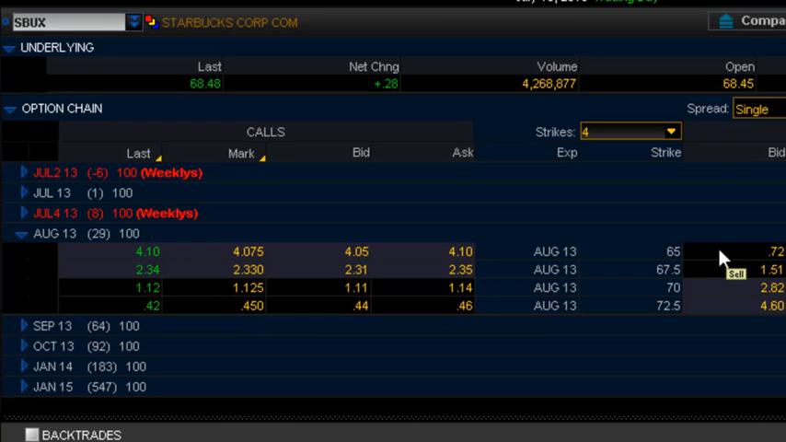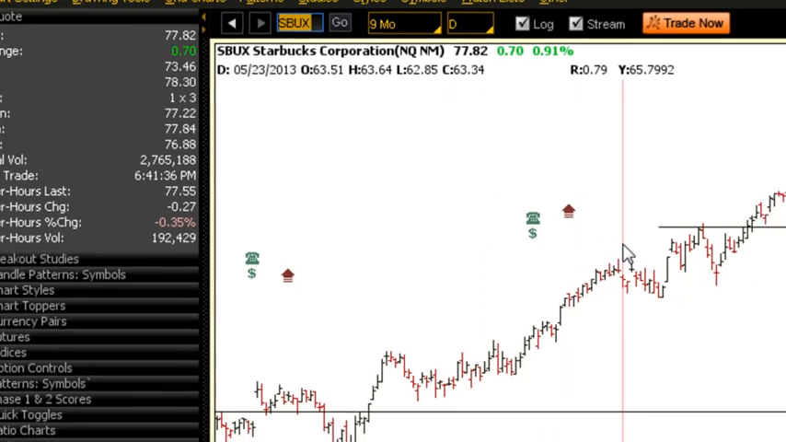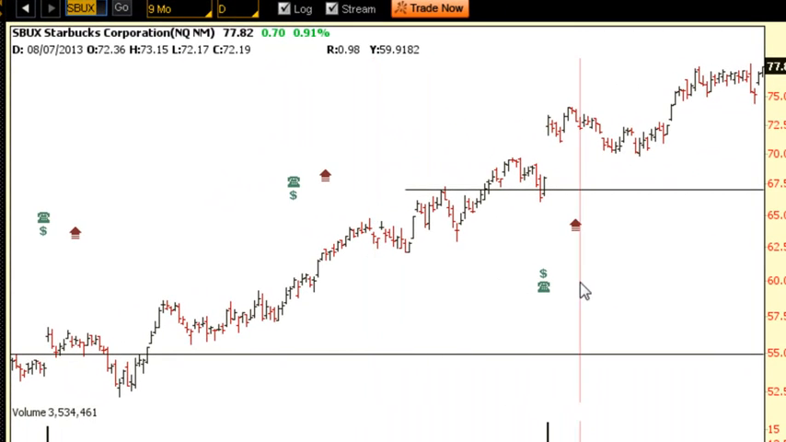Now, why would someone buy this contract instead of the stock? Let me come here to the chart and show you an example. This is an example of a real trade I made. I simply like this stock. I'm not using any sophisticated software tools. I just like the stock, and I think it had some potential to go higher.